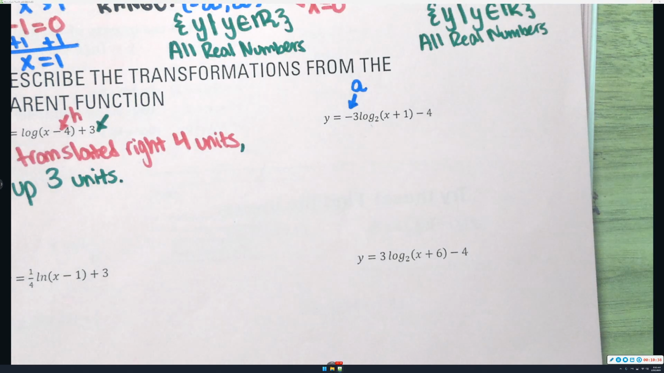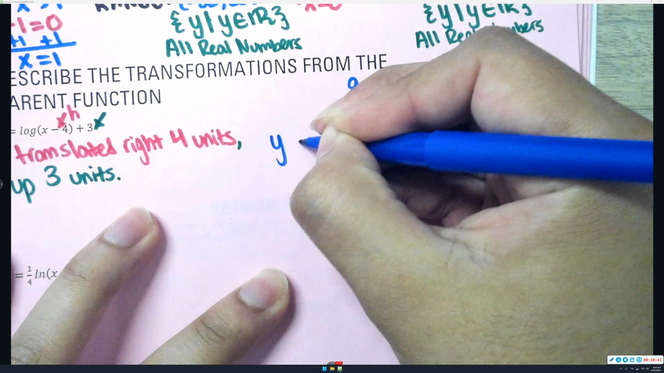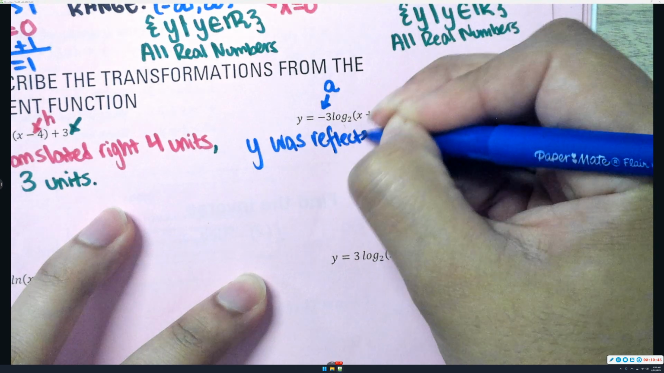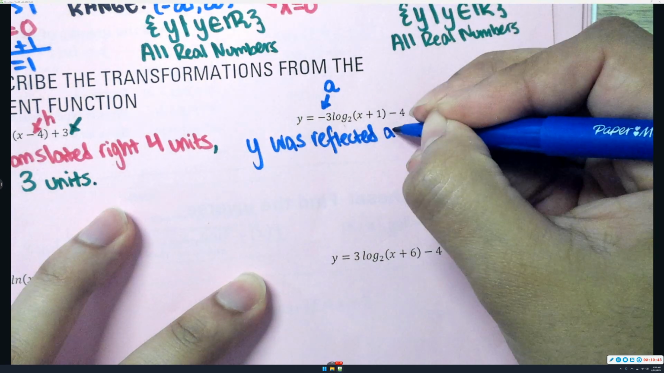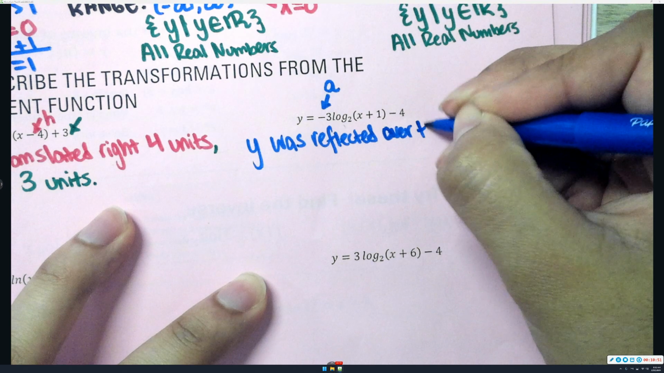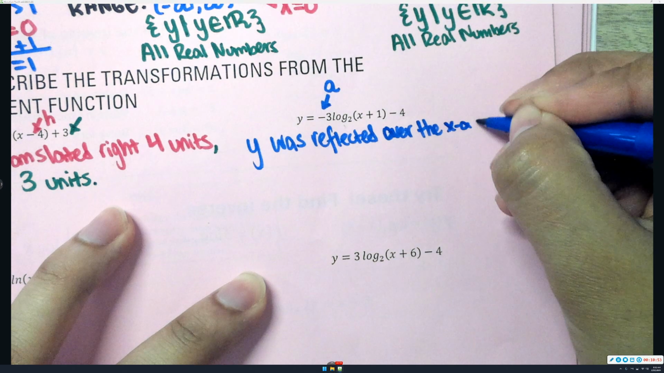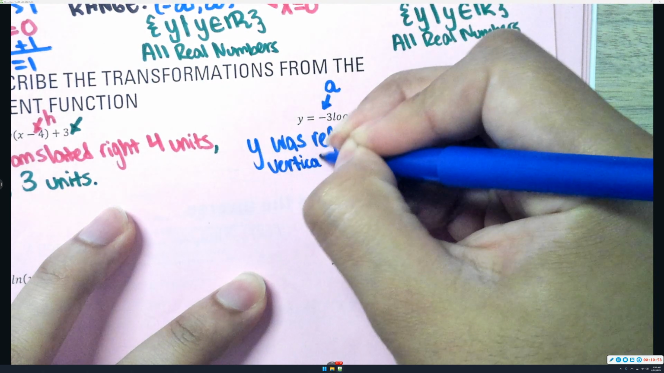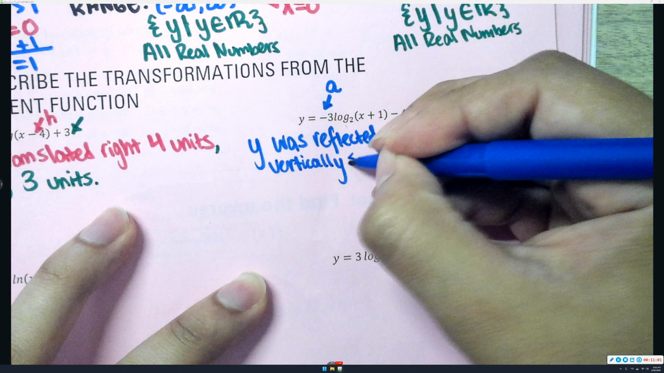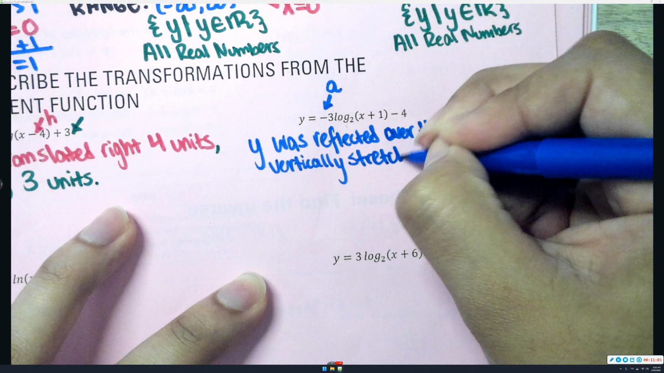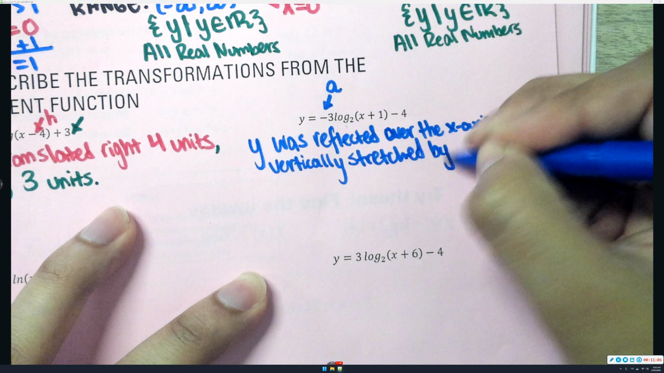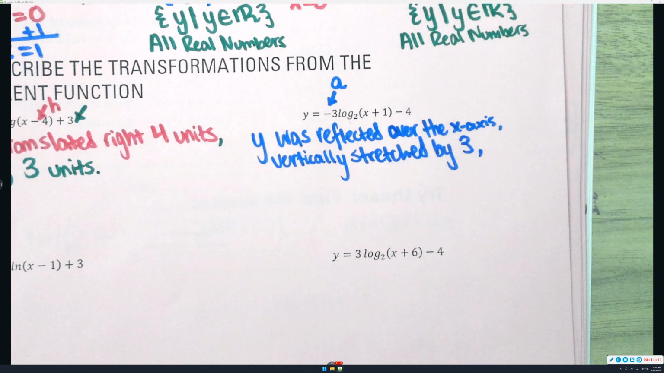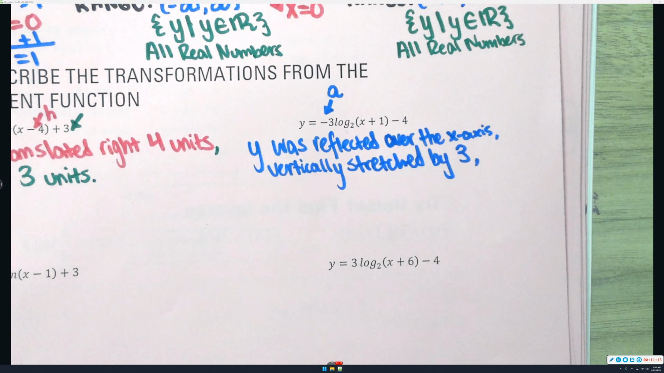So let's go ahead and write that down. So we have y was reflected over the x-axis, comma, vertically stretched. You can also say expanded, your choice, by 3, or by a factor of 3, comma, and now we move on to the h value.